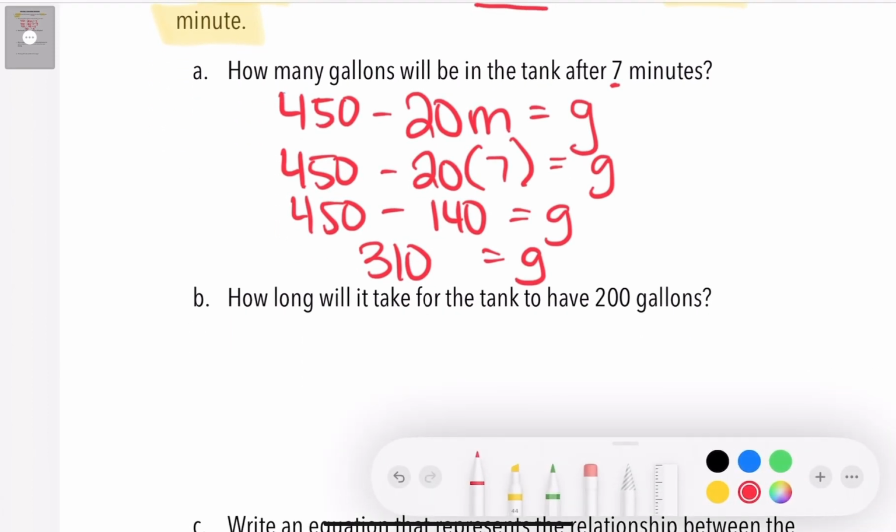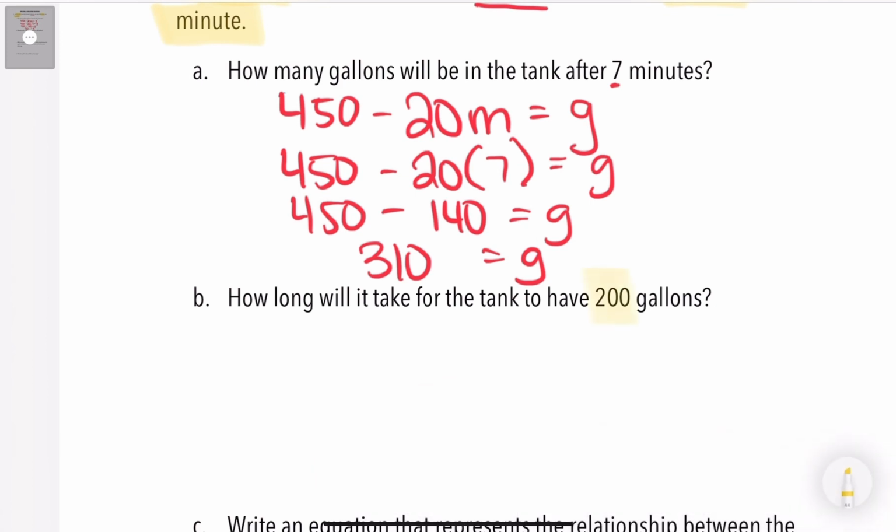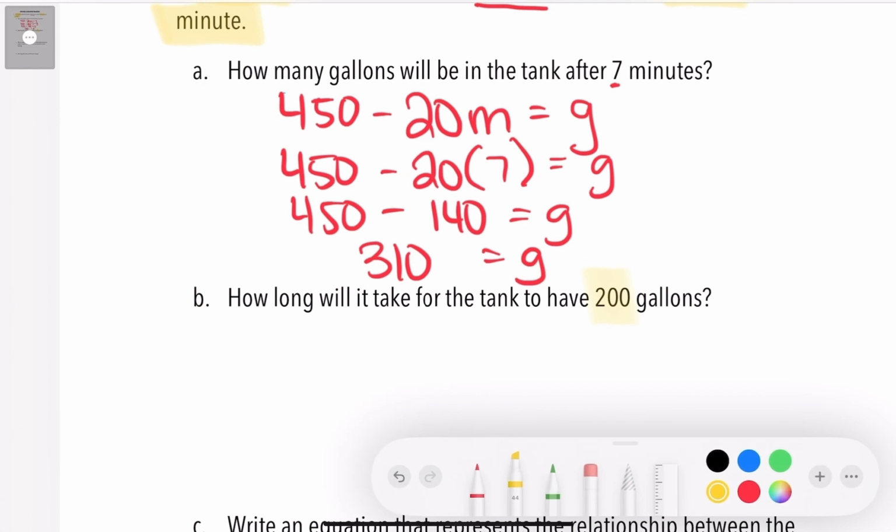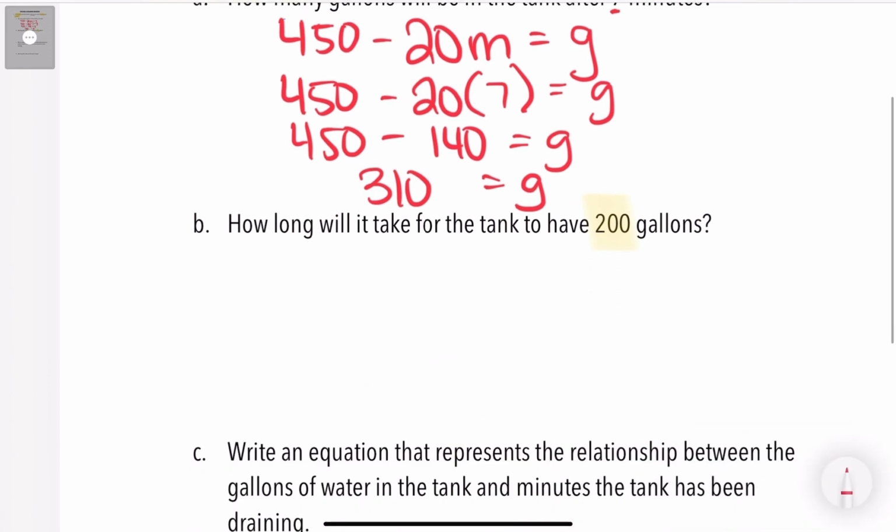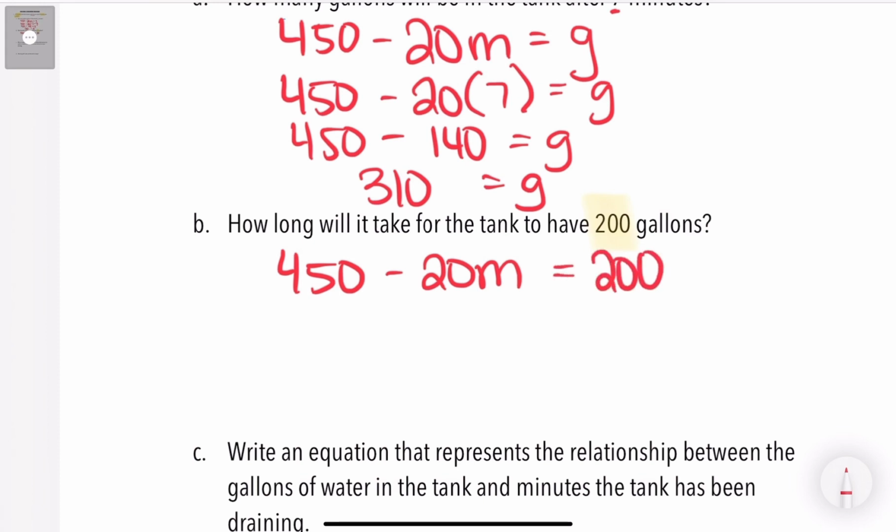The next problem states, how long will it take for the tank to have 200 gallons? So 200 is important, and we're trying to figure out the time. How long will it take? So our end result is going to be M equals something, because M represents minutes, which is time, and we're trying to figure that out. So again, let's start off with the same equation from the first one, 450 minus 20M. But now we know how many gallons we'll have at the end, or how much we want to have at the end. That's that 200.